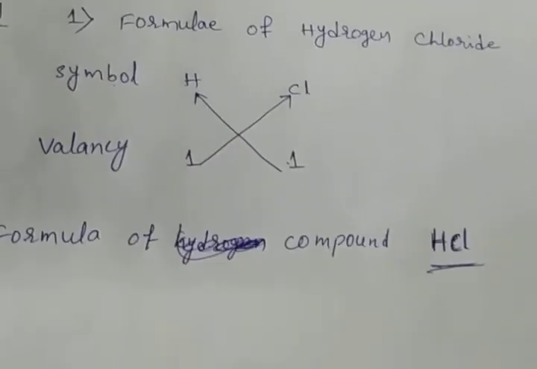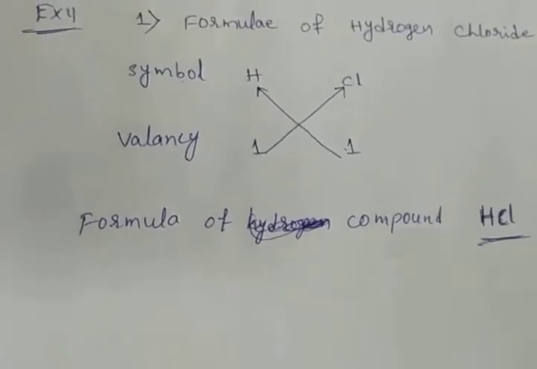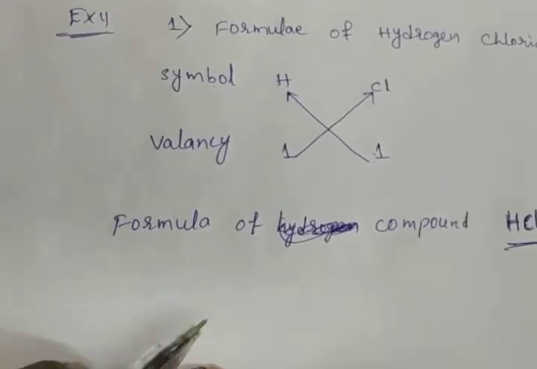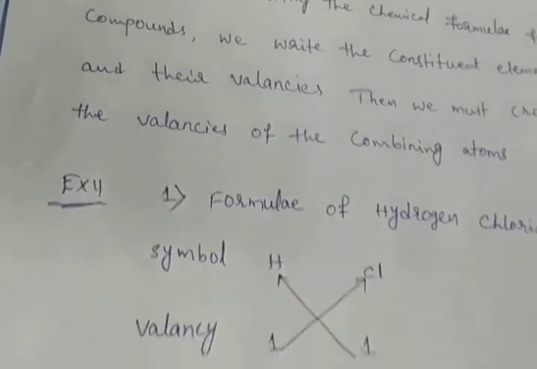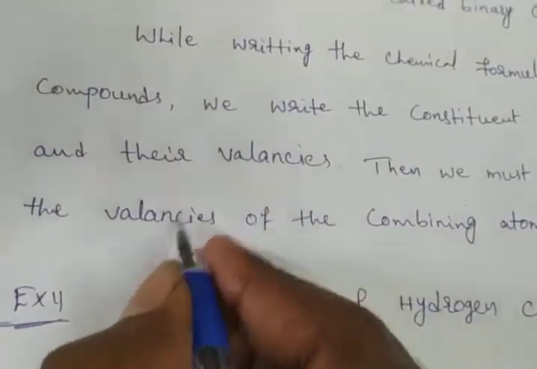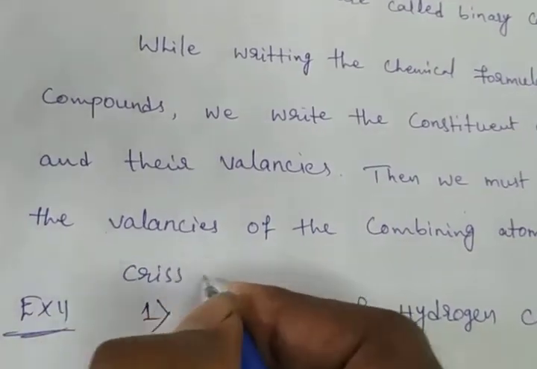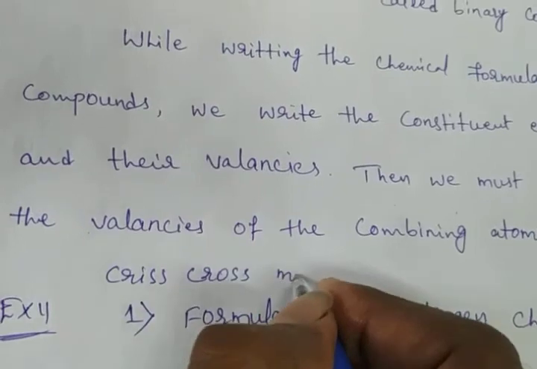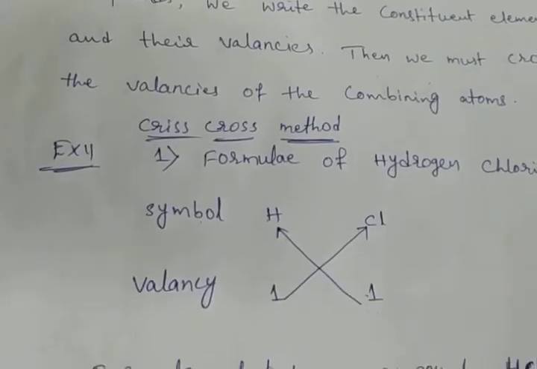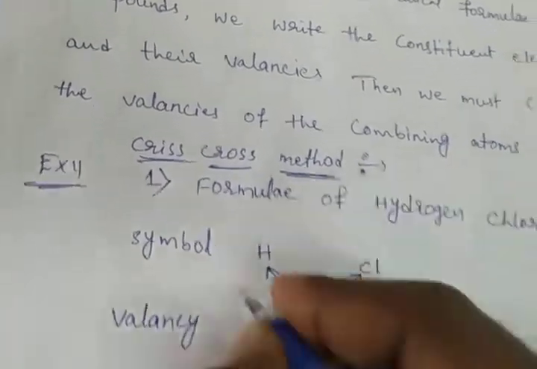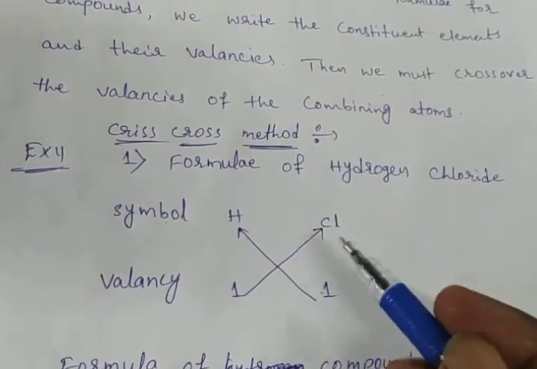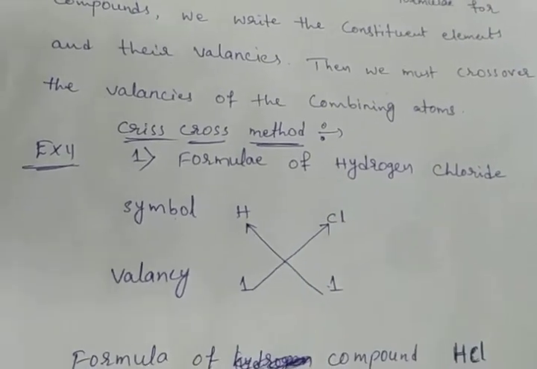Now, next compound. This was the first compound. This method is called the crisscross method. Here we write the heading, crisscross method. This crossing method crosses over the valencies of the combining atoms. This method is called the crisscross method.